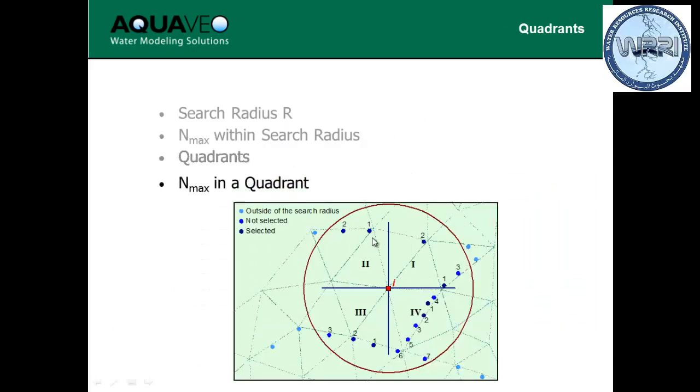So with that option on, WMS looks at each point on my TIN and divides it up into 4 quadrants. So these are my 4 quadrants, 1, 2, 3, and 4. And then for each quadrant, WMS tries to find points that are within the search radius for each of those quadrants.